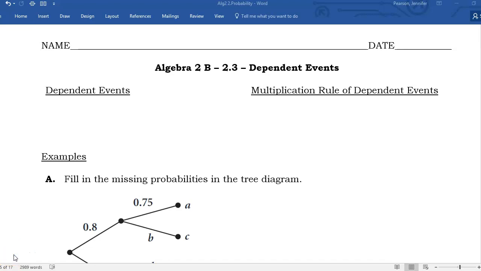This is Algebra 2B, probability lesson 3, dependent events. So to contrast the previous lesson, dependent events do affect each other. Did I get that wrong on the last one? Who knows? Okay, do affect each other. The easiest example would be without replacement.